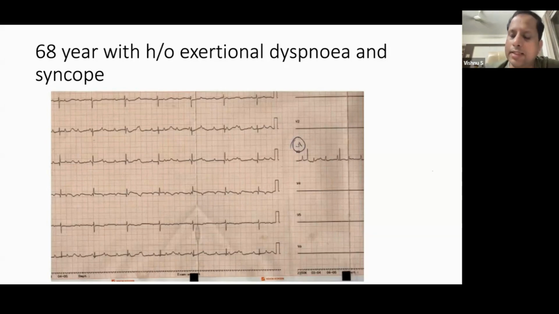Can anyone tell why it is complete heart block? Why is it called complete heart block? In this ECG, if you see lead 2, you can see there's a fixed PP interval. Sorry, not RR, PP interval. This PP is around 150. This is P, this is P. This P to this P is 150.